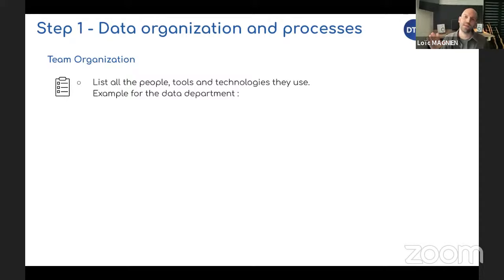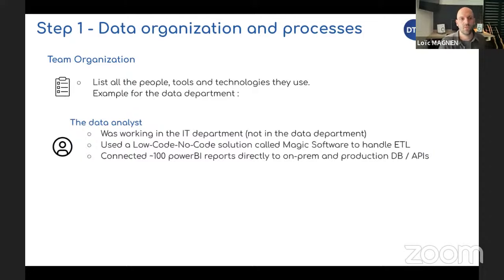Technical is one thing, but then you need to have a look at the team and how it's organized as well. So list the people and the tools that they are using, and I'm just going to narrow it down to the data department. For example, when I arrived, there was a data analyst working in the IT department and not in the data department with the other data scientists. This can cause a bit of misunderstanding sometimes.